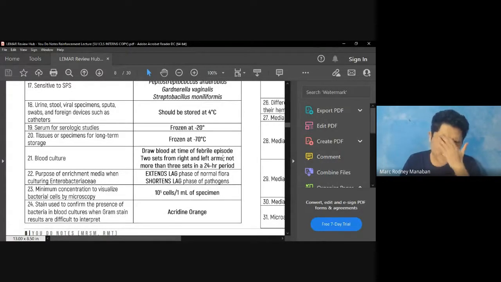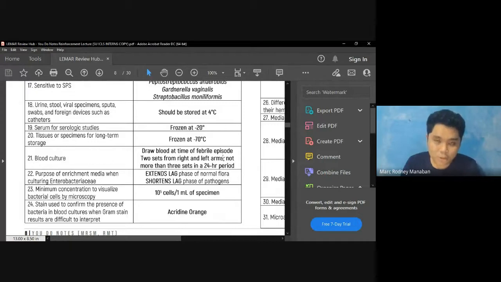Very good. Number 23, the minimum concentration of bacteria or cells that can be visualized by microscopy is 10 to the 5th cells per 1 ml of specimen. So this is from Bailey and Scott's. Alright. So these are must-knows. 10 to 5 cells per 1 ml of specimen.